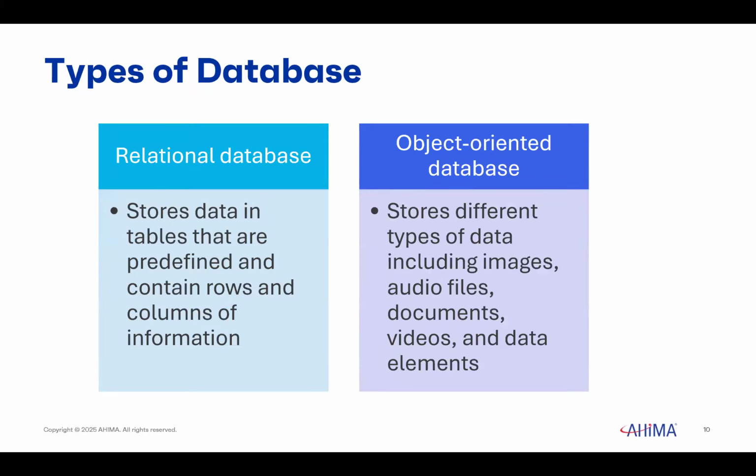When we use the term relational databases, we're talking about databases that are in tables that are predefined that contain rows and columns of information. If you recall from HIM 125, records typically are rows, the fields are typically columns. We also have object-oriented databases, and these store different types of data: images, audio files, documents, and other data elements.